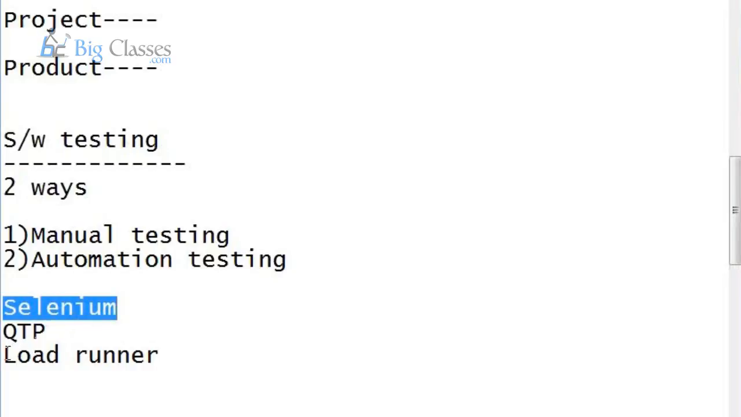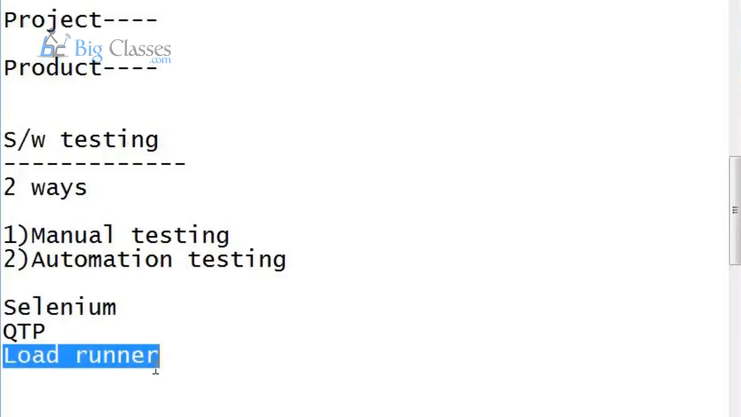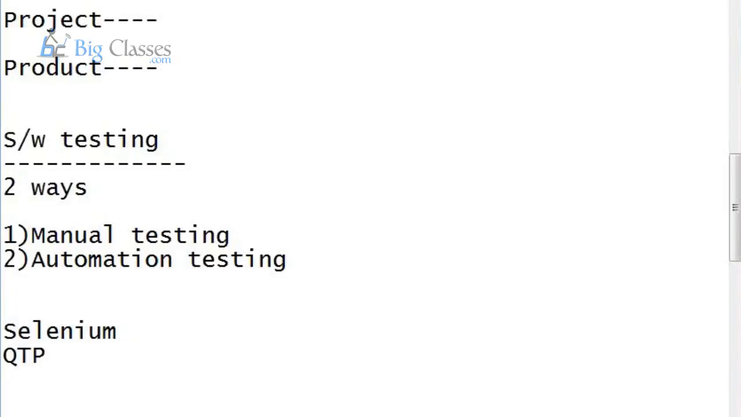See guys, LoadRunner comes under non-functional testing only, to check the speed and performance of the application, not correctness. By using QTP and Selenium we can check the correctness of the application, but LoadRunner can check only non-functional aspects. So we need not discuss that now. Now Selenium and QTP: what is Selenium, what is QTP, which one is the best, and what are the main differences? Let us know, guys.